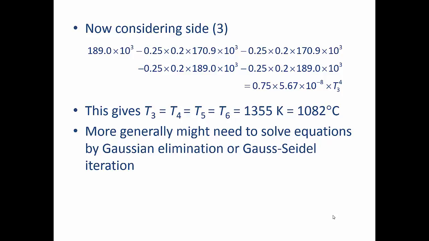If I now consider the equation for side 3 with the unknown temperature T3, then I can work out that the temperature T3, and therefore the temperatures of the other sides, must be 1355 Kelvin or 1082 centigrade. This is a particularly simple example because of the high degree of symmetry, and more generally I might have had multiple equations that I had to solve via either Gaussian elimination or Gauss-Seidel iteration.